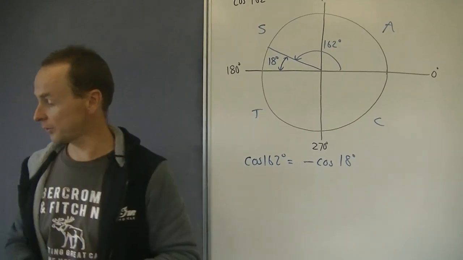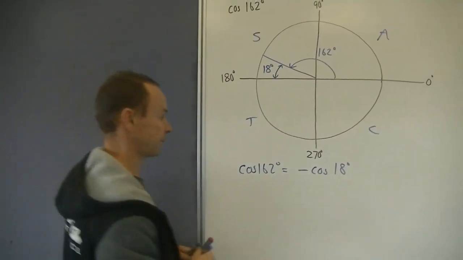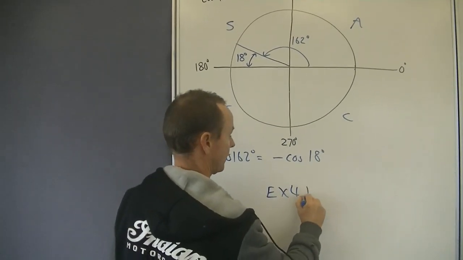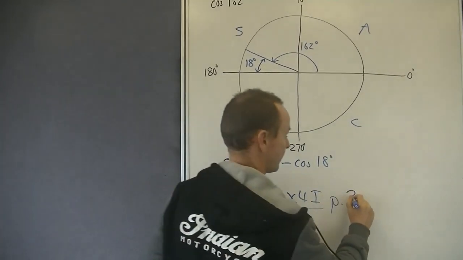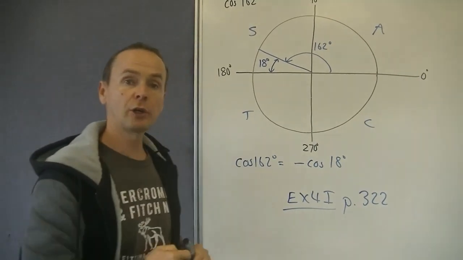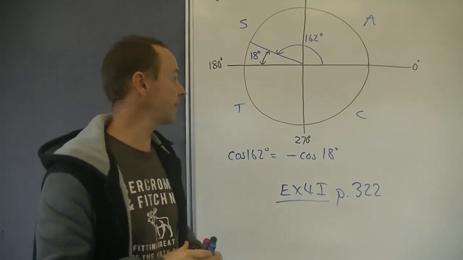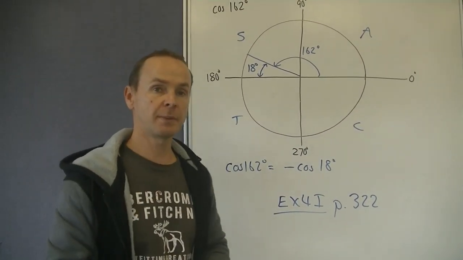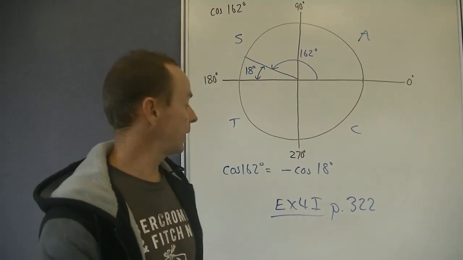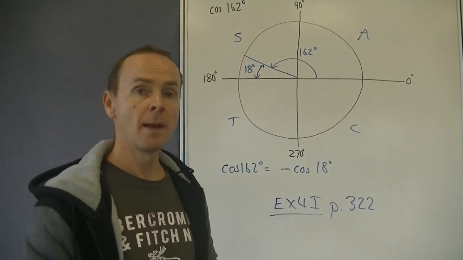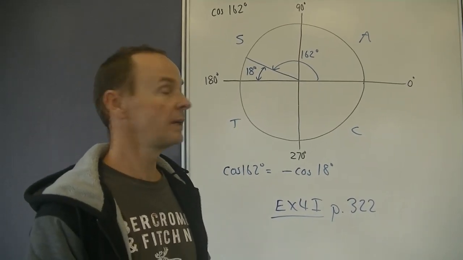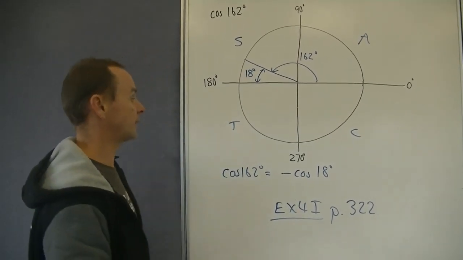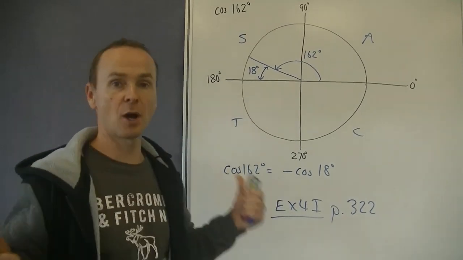So now all you have to do is exercise 4i on page 322. Have a go at them. Look at Mr. K's other video. He's actually done all the questions. He's done solutions for them all. So if you're not sure, have a look at those as well. But these are like the examples that you've got in the textbook, and you'll have questions exactly like that.